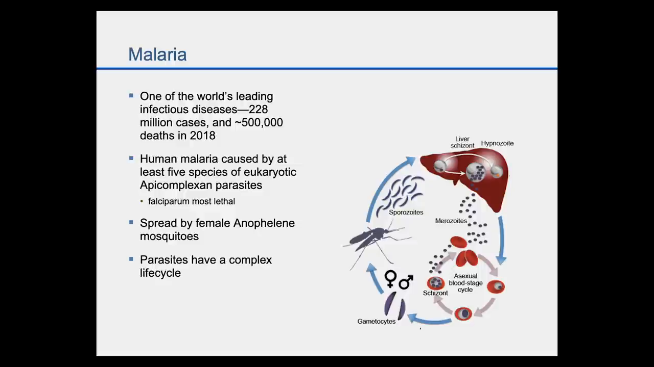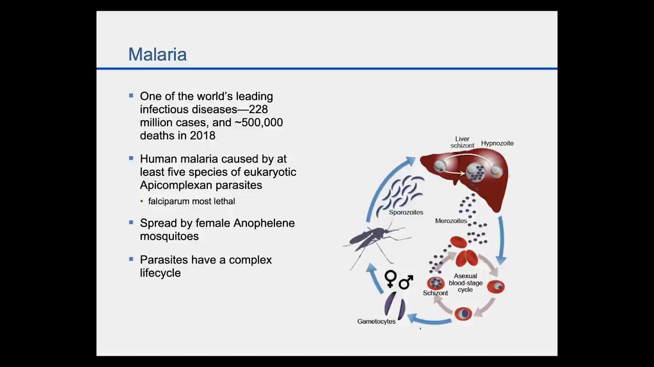apicomplexan parasites, and Plasmodium falciparum malaria is the most lethal and what I'll be talking about most this afternoon. Malaria is spread by female anopheline mosquitoes, and the parasites have a very, very complex life cycle, which I'll briefly describe. So malaria starts when you're bitten by a mosquito, which releases hundreds of sporozoites into your bloodstream. These sporozoites will migrate to your liver and set up a brief asymptomatic infection that will last up to 10 days. The symptoms of malaria only start when the parasites exit your liver and begin to replicate in your erythrocytes.